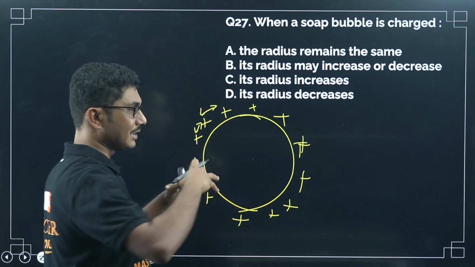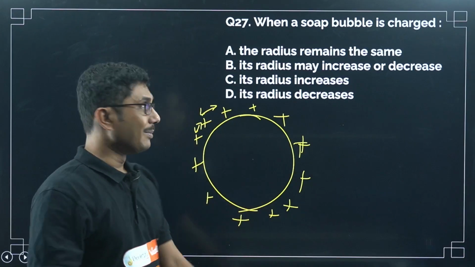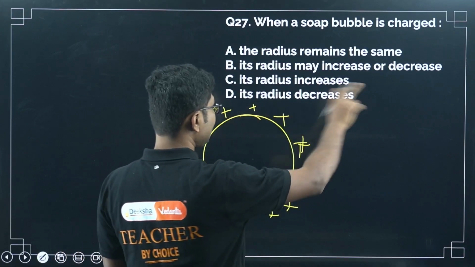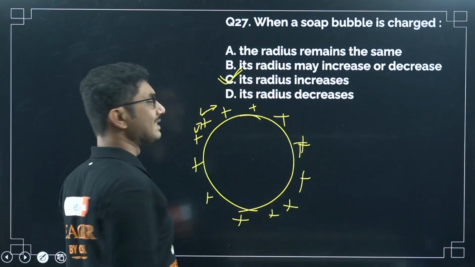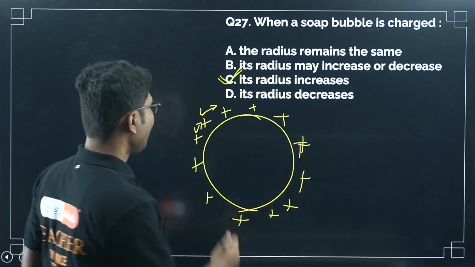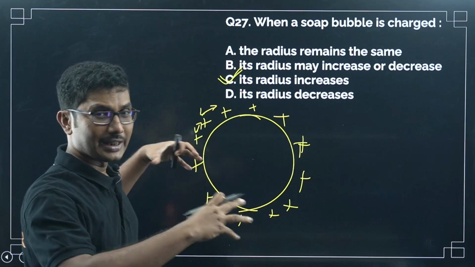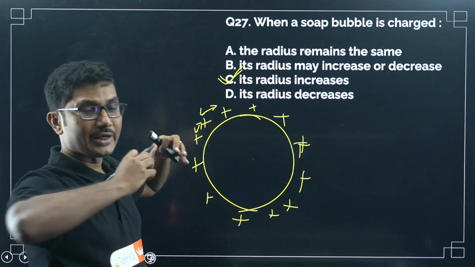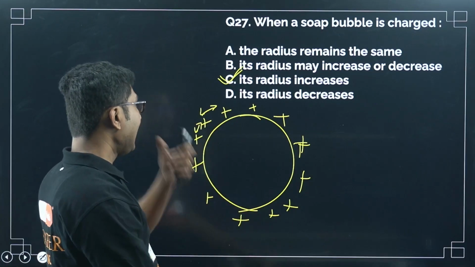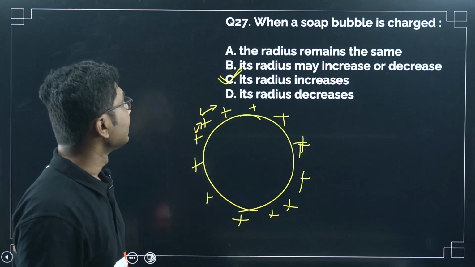They are repelling each other, which means the radius of the bubble increases. So its radius increases. Okay, clear? Because they are repelling each other, slowly the bubble will try to expand. So its radius will increase.